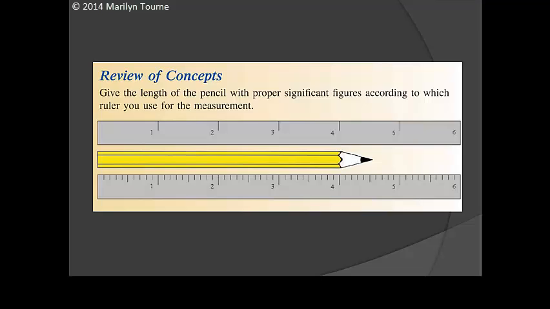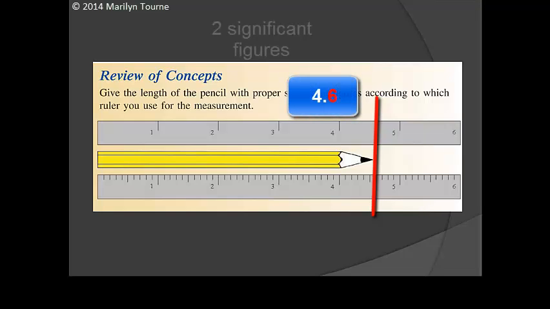Give the length of the pencil with proper significant figures according to which ruler you use for the measurement. If we're using the top ruler, you can see that we know for certain the pencil is at least 4 units long, but we would have to guesstimate that last digit. So we would say it was somewhere around 4.6.